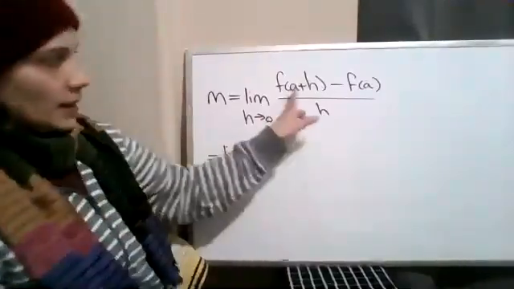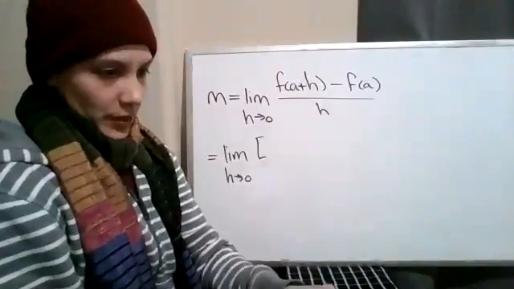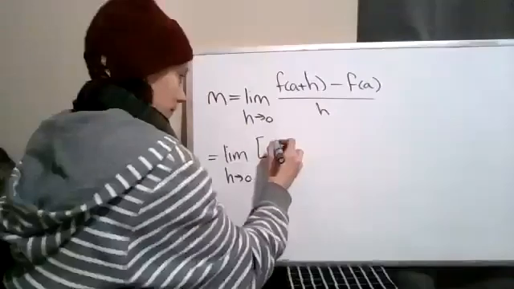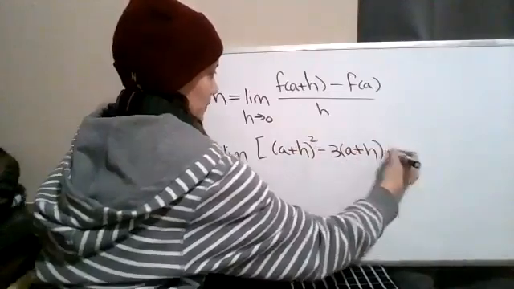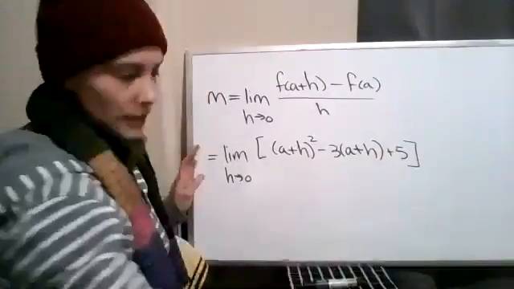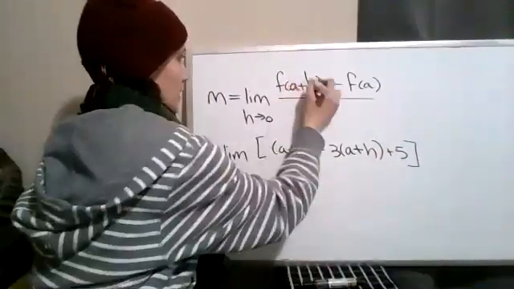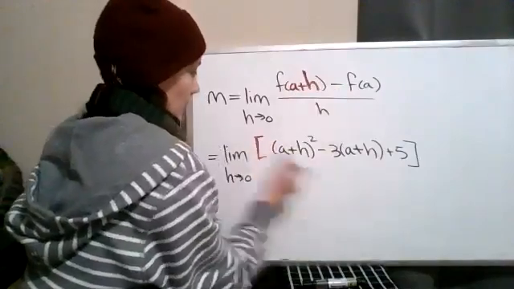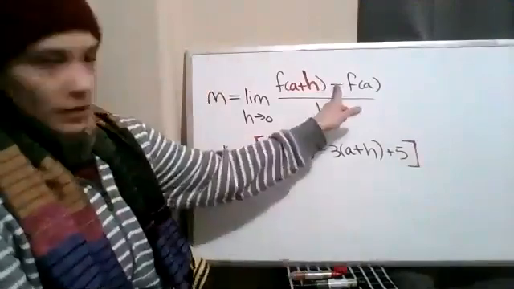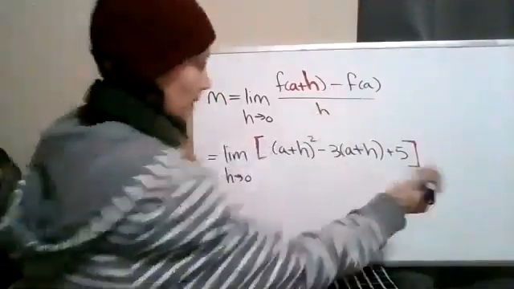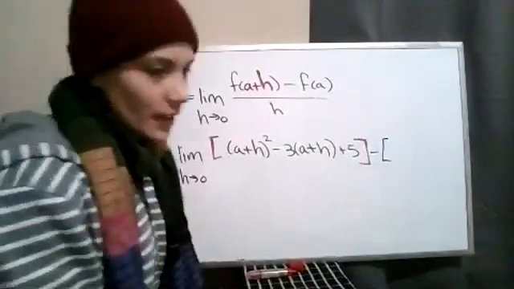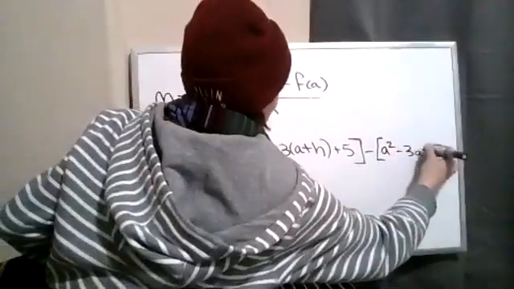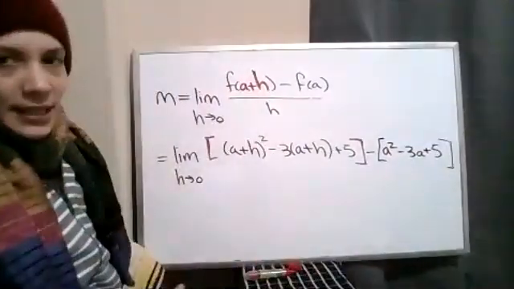Let's do f of a plus h. A plus h squared minus 3 times a plus h plus 5. So we just took care of that input. Subtract f of a, so we just put a into that function. A squared minus 3a plus 5. Okay, it's all over h.